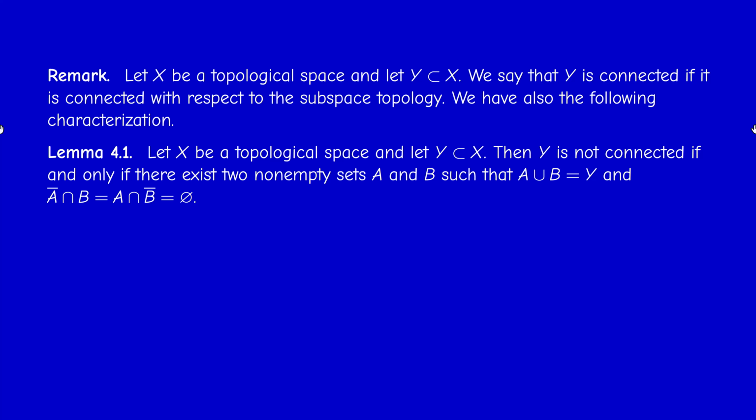Y is not connected if and only if there exist two non-empty subsets A and B whose union is Y, and such that these two conditions hold: A-bar intersected with B is empty, and A intersected with B-bar is empty. Now here, don't be confused. Of course, if A union B is Y, then necessarily A is contained in Y and B is contained in Y, so A and B are both subsets of Y. But A-bar denotes the closure of A not in Y, but in the bigger space X. Now in the proof, this will become more clear.